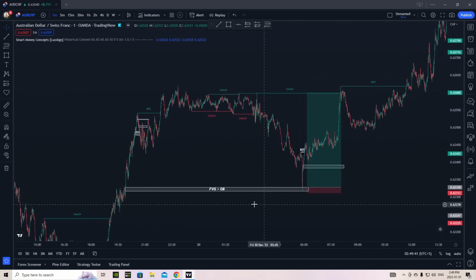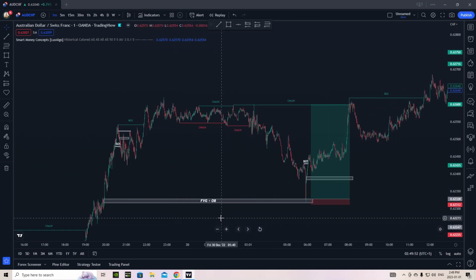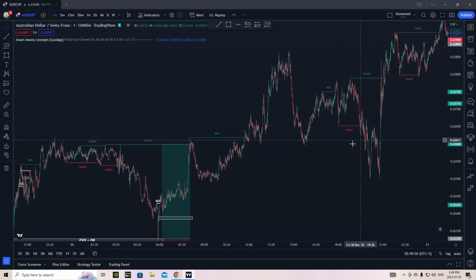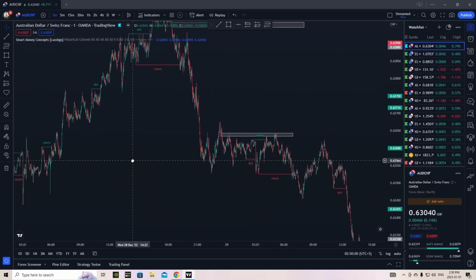So as you can see, the price went up, and the price came back down and tapped into the fair value gap, right? So this was also a really perfect example of a fair value gap, right? And I don't know if there's any more on this pair. Just let me take a look.